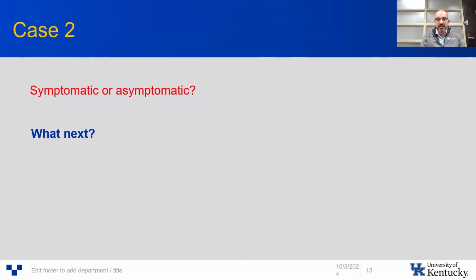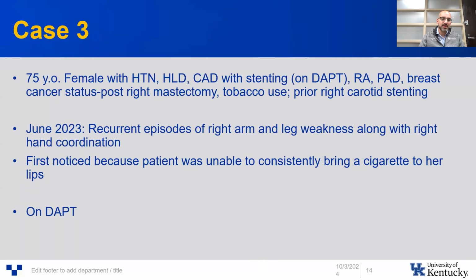Is this person symptomatic or asymptomatic? Are they a candidate for intervention? And what next? And to round this up, this is our last case, a 75-year-old lady, vascular risk factors again, had a coronary stenting, so was already on dual antiplatelet therapy.